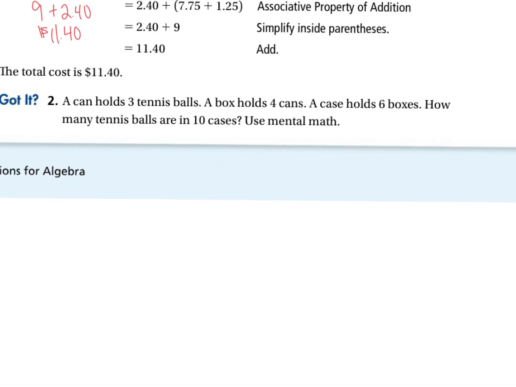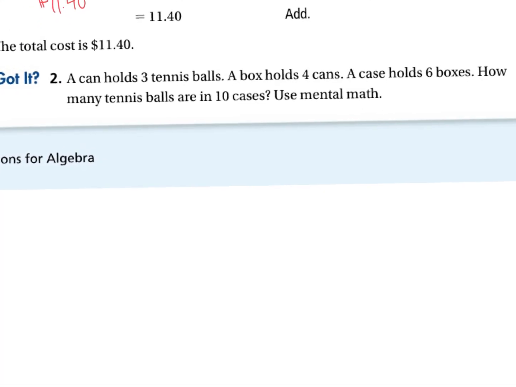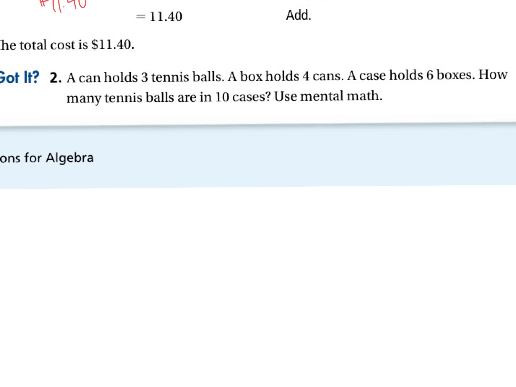Got it 2. A can holds 3 tennis balls, a box holds 4 cans, a case holds 6 boxes. How many tennis balls are in 10 cases? So we just kind of work our way up. We've got 3 tennis balls in a can, and a box has 4 cans, so that'd be 3 times 4. You could go ahead and work that out if you want.